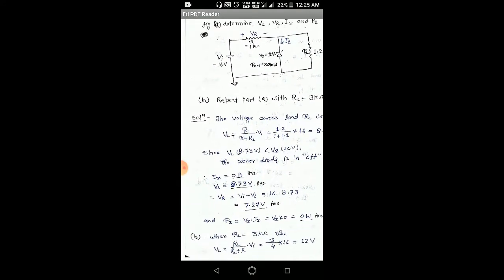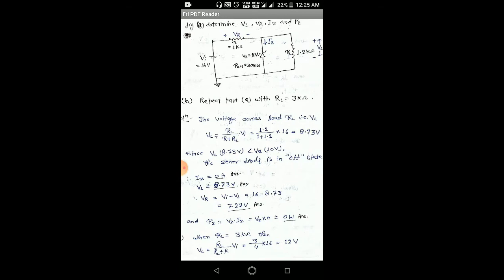In the second case, part B, RL is replaced by 3 kilo ohm. Then again we will find the voltage across the load, that is VL, by the voltage divider rule, RL upon RL plus R into VI, and we find VL is equal to 12 volt.